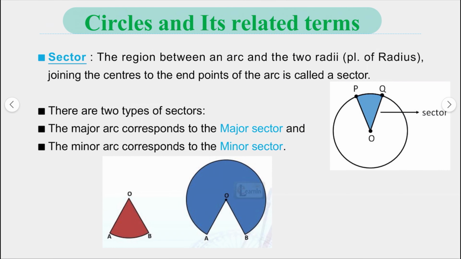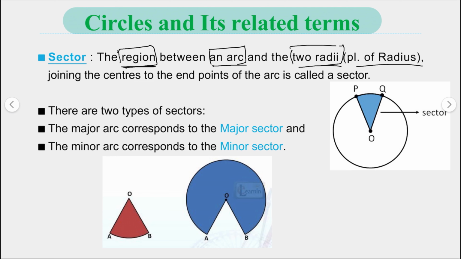Let's move ahead to the next one, which is the sector, okay. Sector is the region, again it's a region between an arc and two radii, okay. So again you have to remember the three keywords from this definition: the region, between an arc and two radii, okay. Radii is the plural of radius, okay. So radius is singular and radii is the plural, okay.